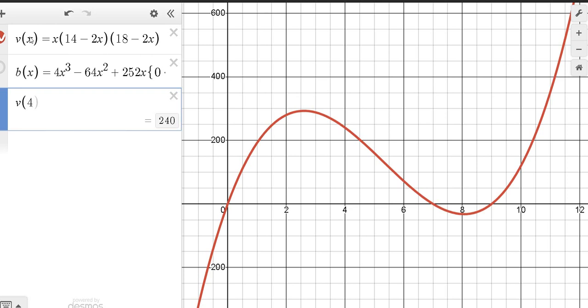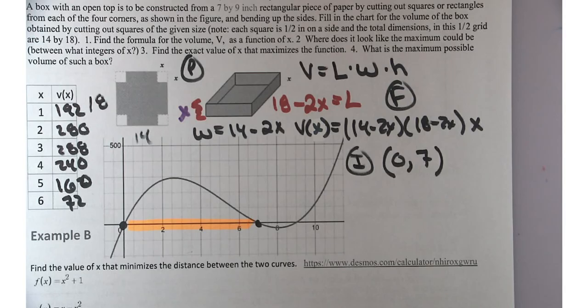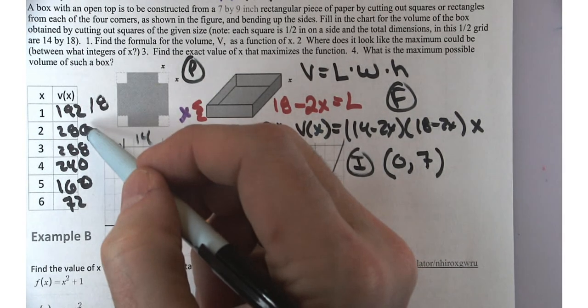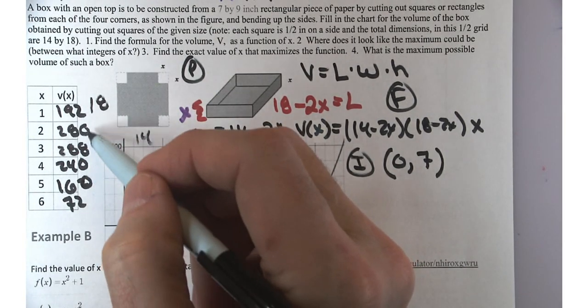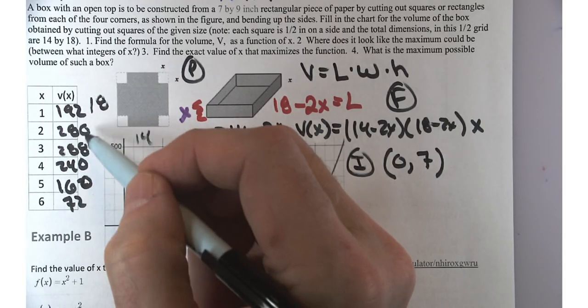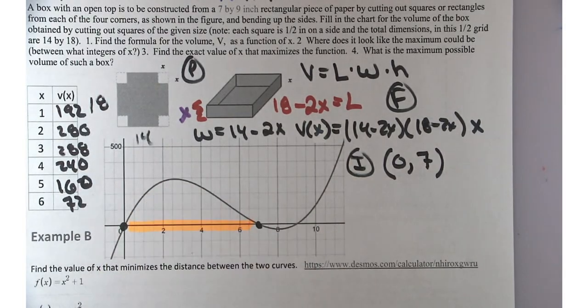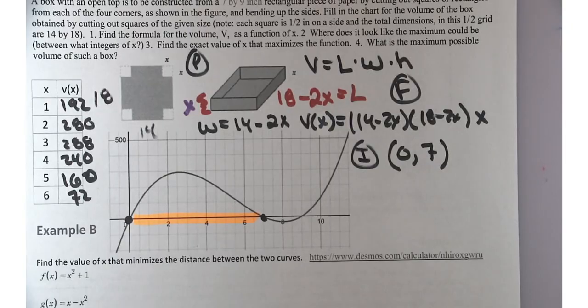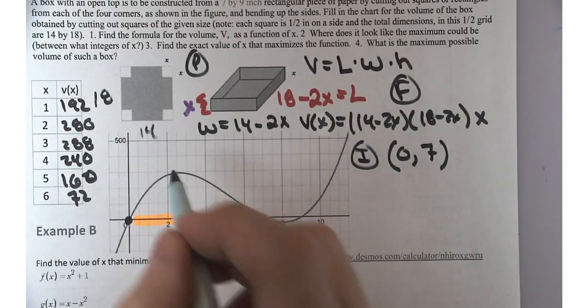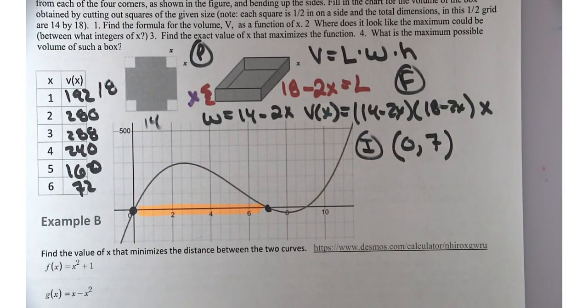And let's do 2 more. 5 squares, 160. And 6 squares is 72. So somewhere, and we don't know where, somewhere between 2 and 4, this is going to have a peak. Does it peak a little bit after 3 or a little bit before 3? Actually, it looks like it peaks before 3. But we're going to use the calculus to find this exact value. That's our goal. So let's do that.